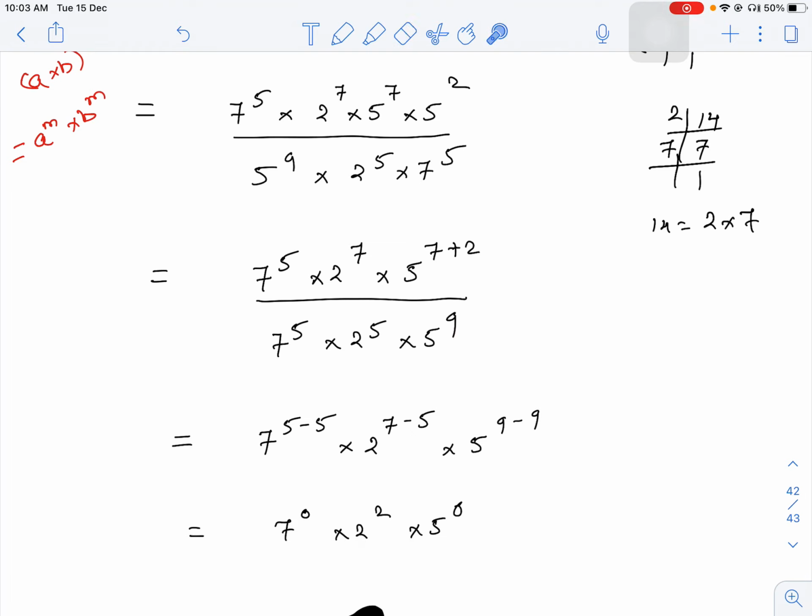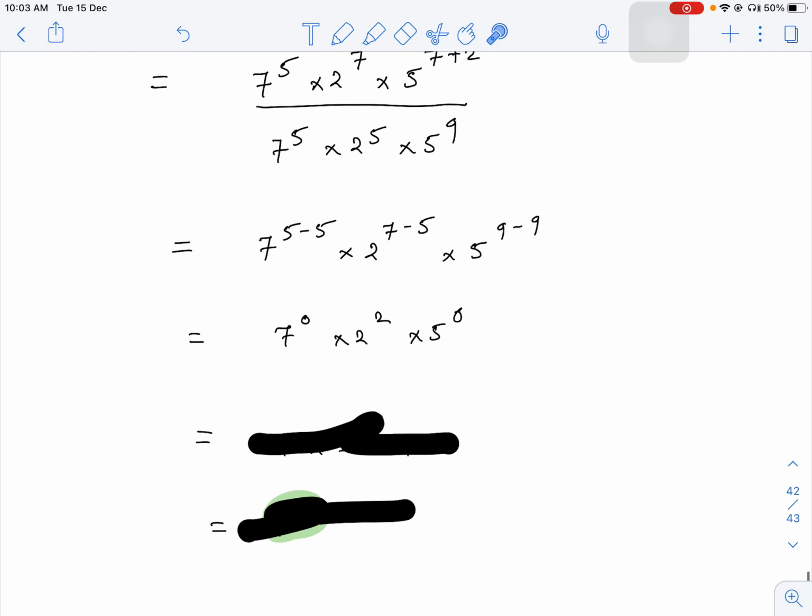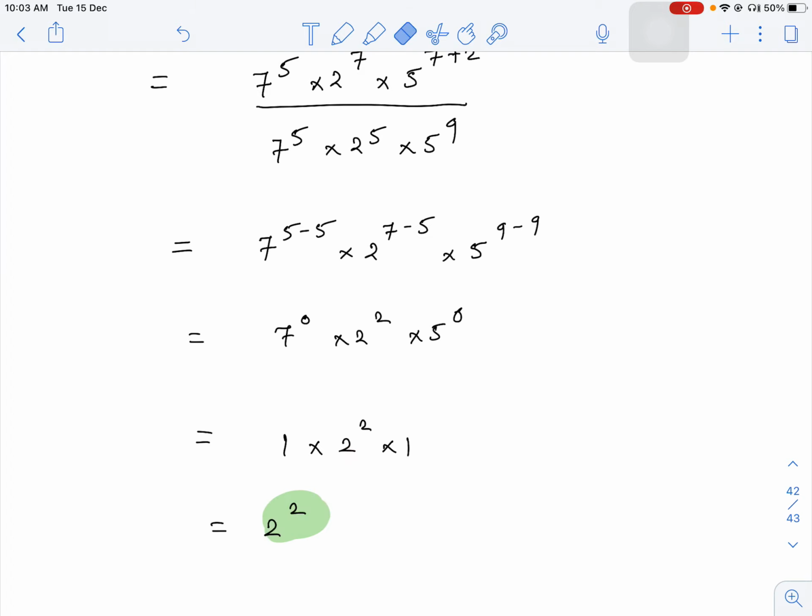5 minus 5, 0, 7 minus 5, 2, and 9 minus 9, 0. Now we have learned a property that any number raised to 0 is what? 1. So we will write that 1 as it is, here also 1. So finally we get 2 raised to 2 into 1 into 1. So our final answer must be 2 raised to 2.